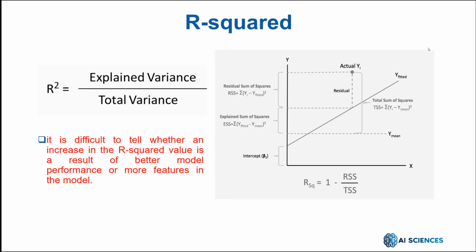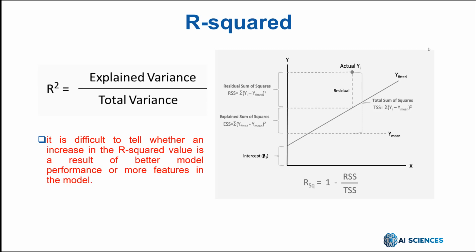Let's start with the R-squared. R-squared is the most common way to evaluate the performance of a linear model. It is a statistical measure of determining how close the data is to the fitted regression line. It is a proportion of explained variance to total variance. R2 equals explained variance over total variance. You can see how it's represented graphically here.